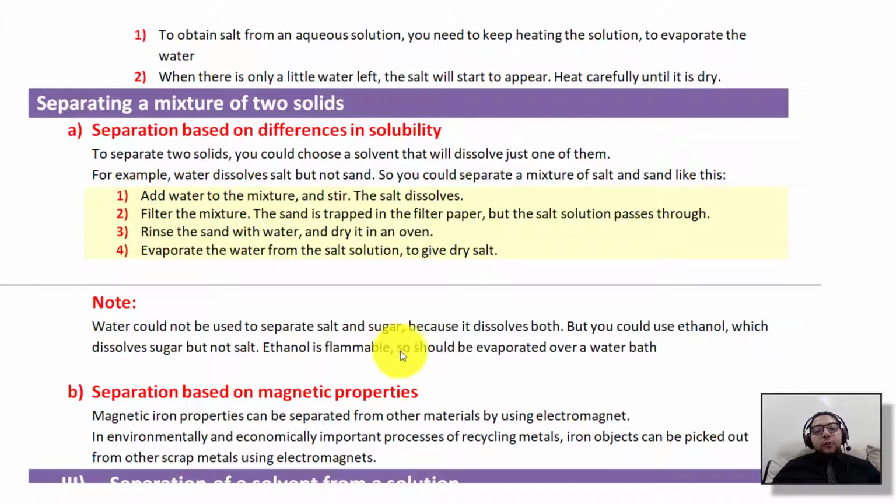Ethanol is flammable, so it should be evaporated over a water bath, and this is very important. Flammable means it can easily change into gas, and if you're using a Bunsen burner it might fire up the whole thing. So in case you are using ethanol and you want to heat it, you need to heat it in a water bath. Water bath means you get an electric heater, and then you place a large container which contains water. You heat the water, and then you put the tube containing the ethanol inside the water. So you're heating the ethanol with the help of the hot water. That's what we call a water bath.